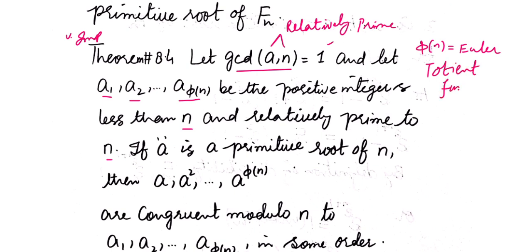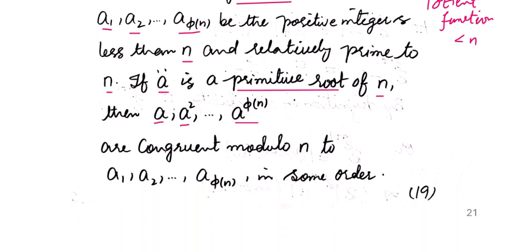This function gives the number of all those positive integers which are less than n and relatively prime to n. So these are some integers a1, a2, up to a phi n which are relatively prime to n. If a is a primitive root of n, this is important, then the powers a, a square, a cube, up to a raised to power phi n are congruent modulo n to a1, a2, up to a phi n in some order.